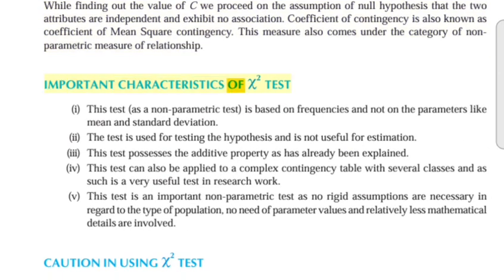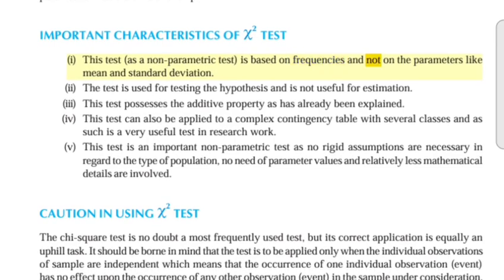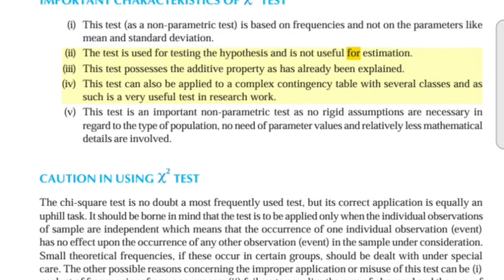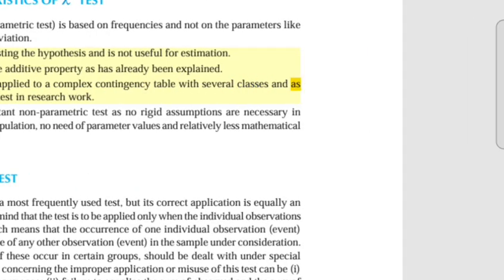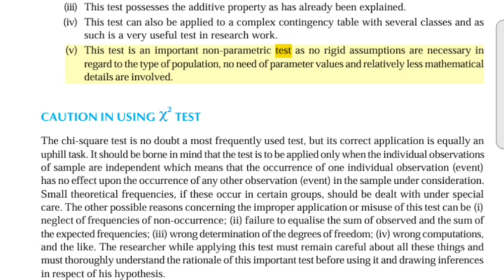Important characteristics of Chi2 test. This test, as a nonparametric test, is based on frequencies and not on the parameters like mean and standard deviation. The test is used for testing the hypothesis and is not useful for estimation. This test possesses the additive property as has already been explained. This test can also be applied to a complex contingency table with several classes and as such is a very useful test in research work. This test is an important non-parametric test as no rigid assumptions are necessary in regard to the type of population, no need of parameter values and relatively less mathematical details are involved.